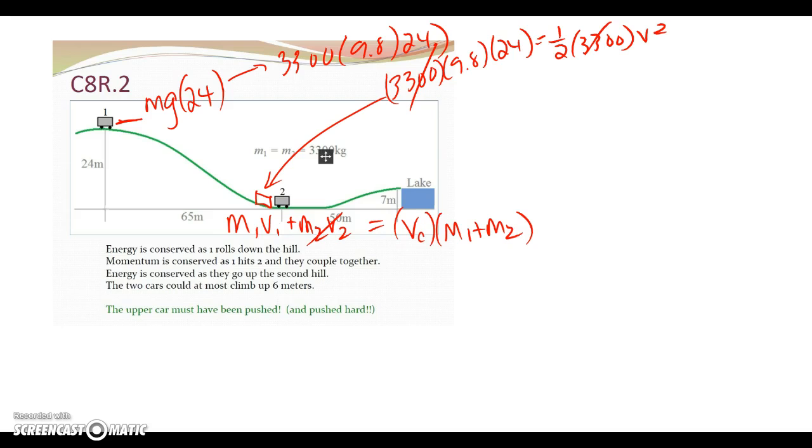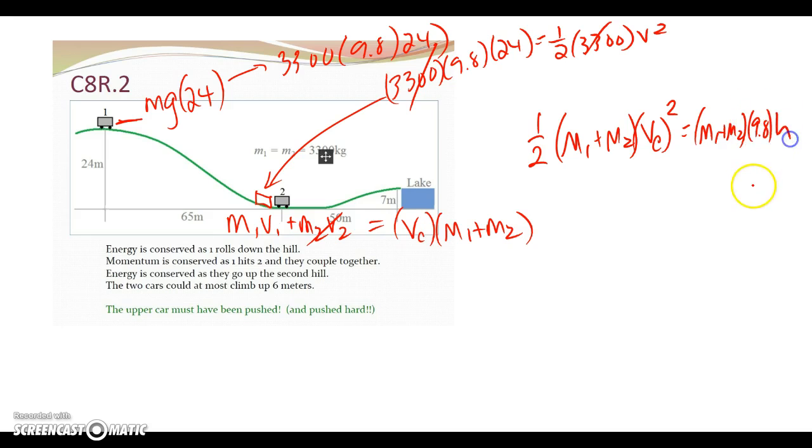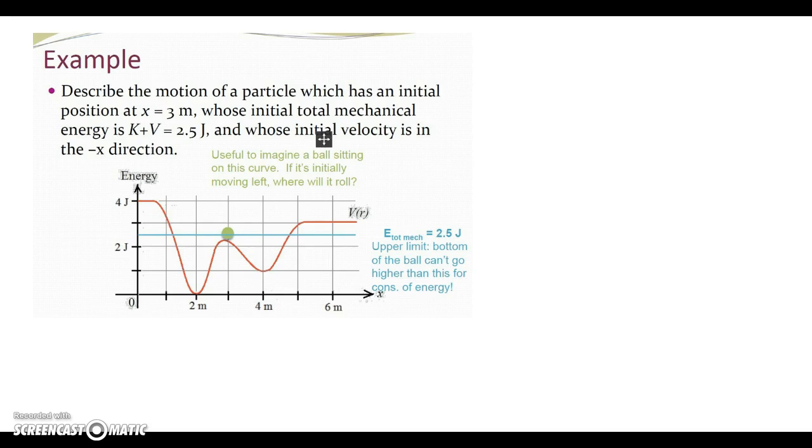And they're saying if we figured that out, that it could only climb at most 6 meters. So I'm really not sure about that, but I think if you do the calculations, this velocity and this mass, if at the bottom of the hill you look at it as 1/2 m1 plus m2 v combined squared equals mgh, m1 plus m2, 9.8 h. They're saying that should be only 6 meters. So give those a calculation and see if that works. Alright, these are kind of interesting.